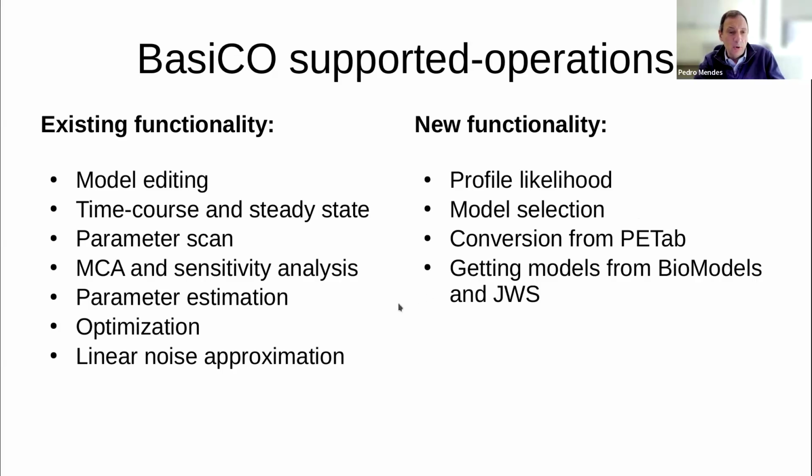And also it can get models directly from BioModels and JWS. These are two different model databases. Copasi can actually also do the same if you know the URLs. So those are the things that Basico does.